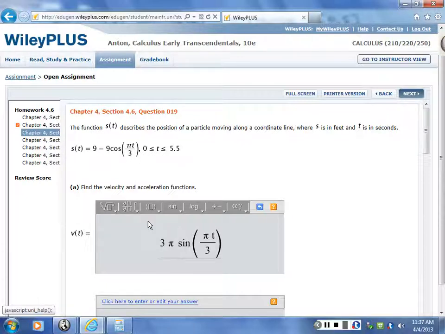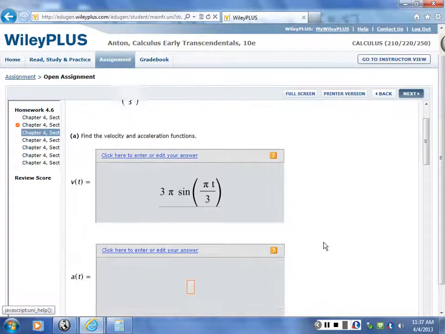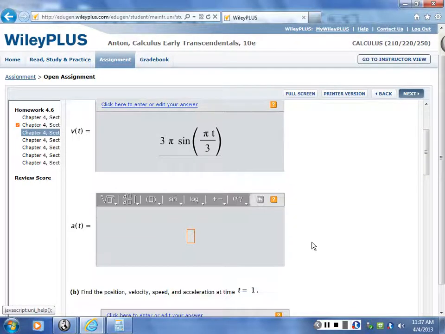Is everyone okay with that? So the 9 goes to 0, and then the chain rule here is the derivative of the outside evaluated at the inside times the derivative of the inside. So that's the velocity function. What is the acceleration function going to be?